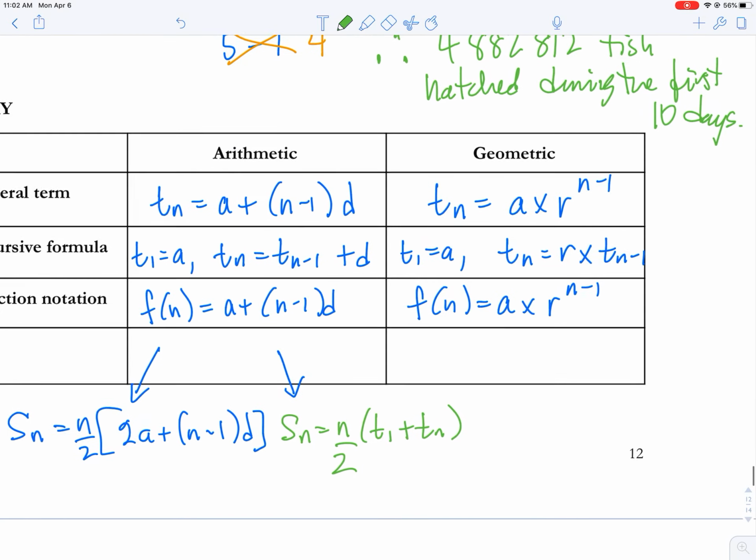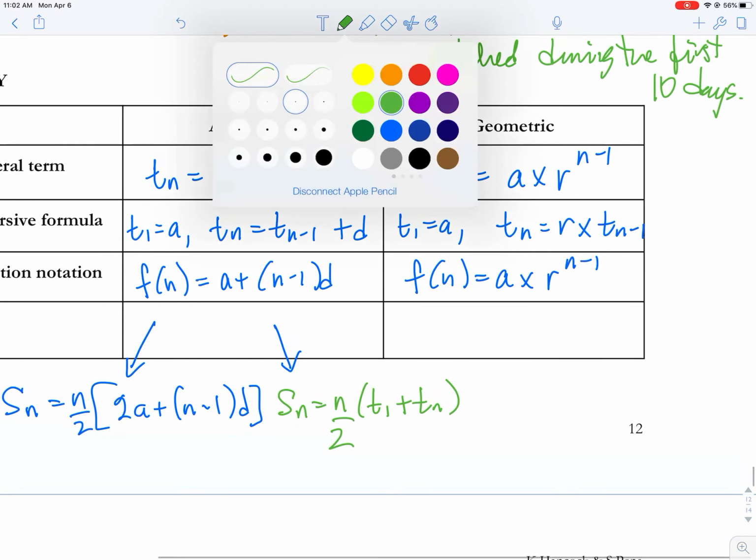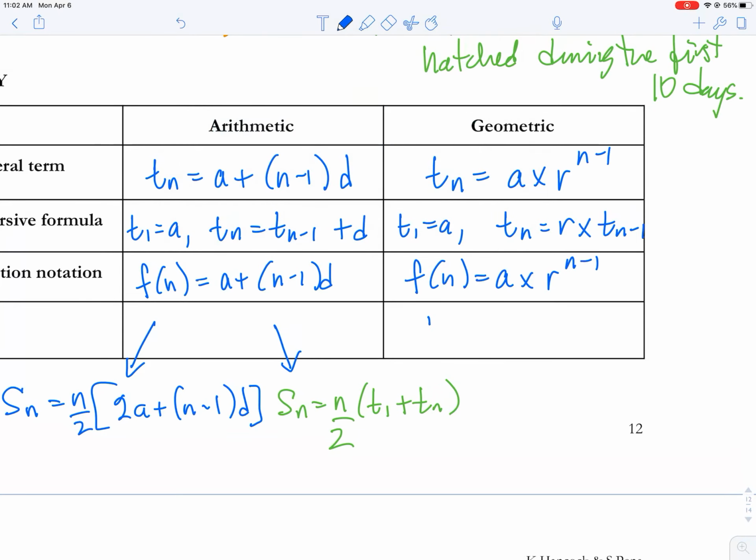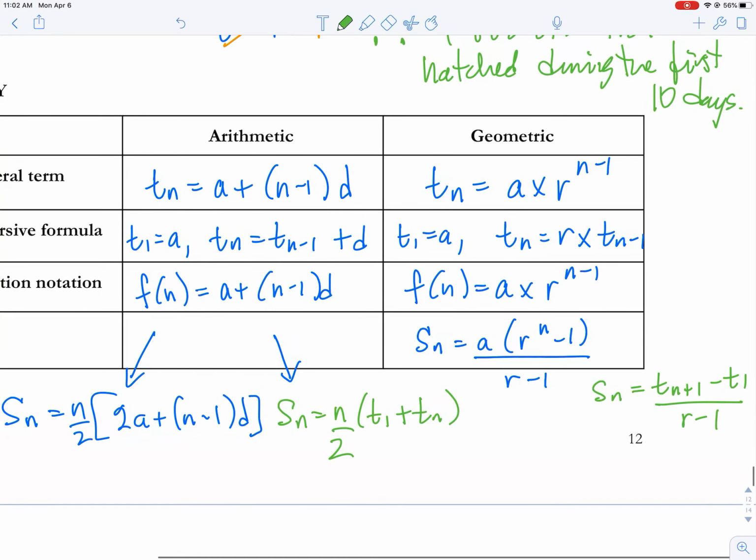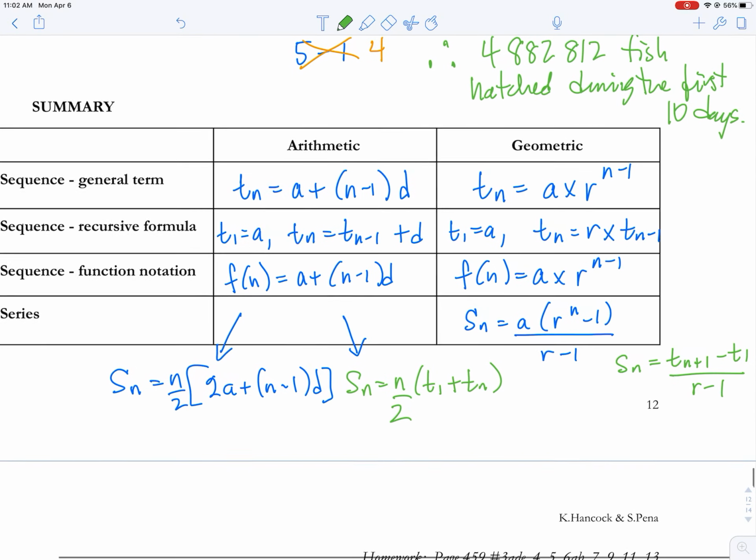If we're doing it for geometric, you could write that Sn equals a bracket r to the n minus 1 all over r minus 1. Or the second one here would be Sn equals tn plus 1 minus t1 all over r minus 1. So having them all in one place should make your life a bit easier. And that's it for today's lesson.